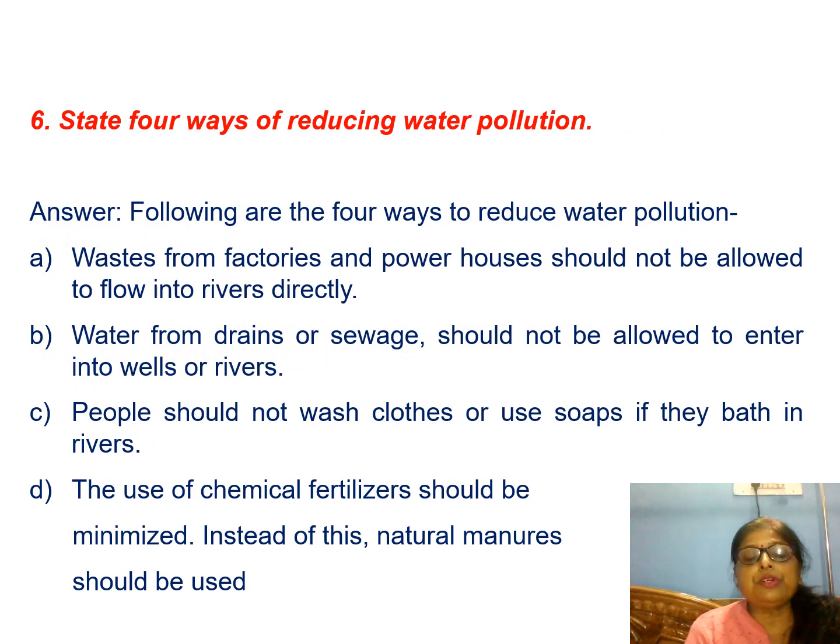Last question. State four ways of reducing water pollution. Following are the four ways to reduce water pollution. First, wastage from factories and powerhouse should not be allowed to flow into rivers directly. Next, water from drains or sewage should not be allowed to enter into wells or rivers. Next, people should not wash clothes or use soaps if they wash in rivers. Next, the use of chemical fertilizers should be minimized. Instead of this, natural manures should be used.